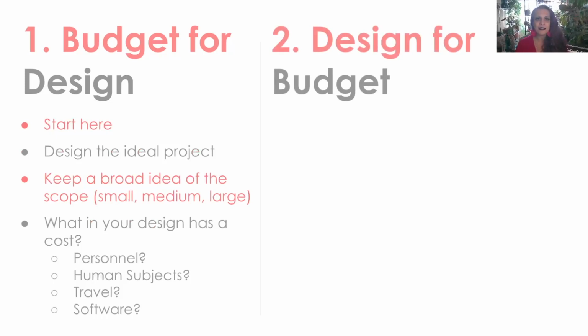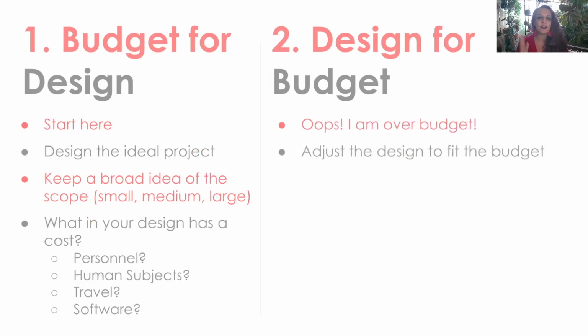So again, the first step, we budget for the design. So the design is basically the goal. And then only in the second step, we will adjust the design for the budget. So maybe we'll find ourselves in a situation where we are over budget, and then we start adjusting the design to fit our budget, or under budget as well.